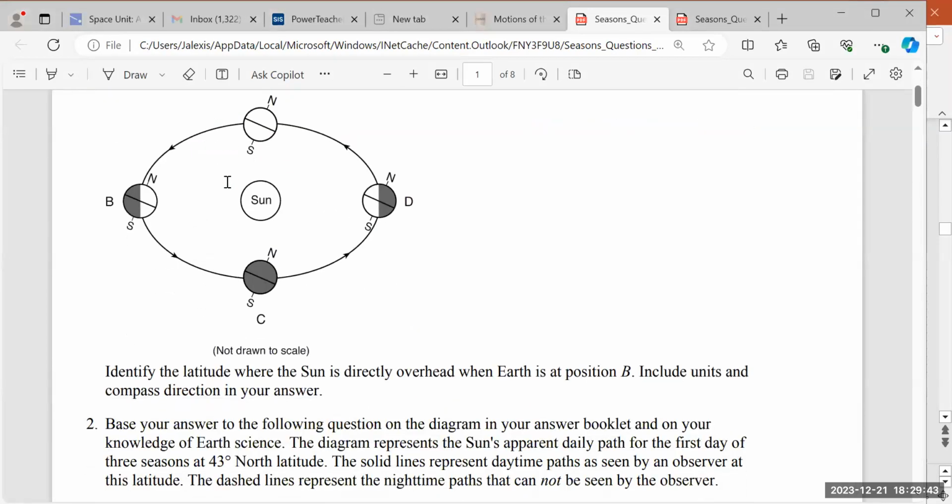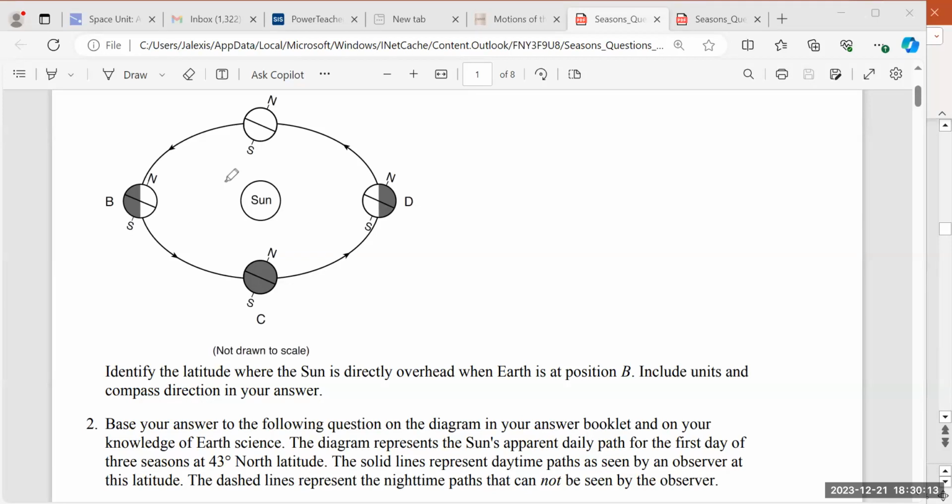So it says, identify the latitude where the sun is directly overhead. Keyword: the sun is directly overhead when Earth is at position B. Include units and compass directions in your answer. So when we want to find out the latitude where the sun is directly overhead at location B, I first got to find out what season this is in.